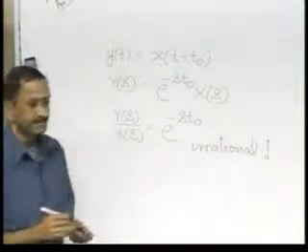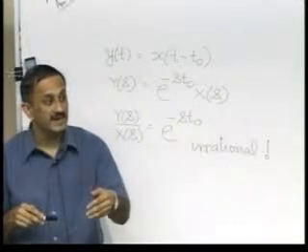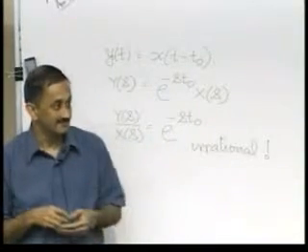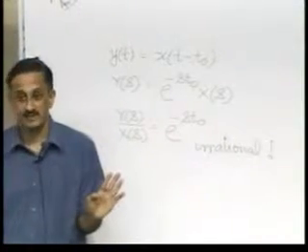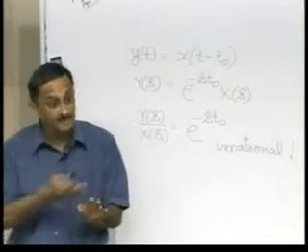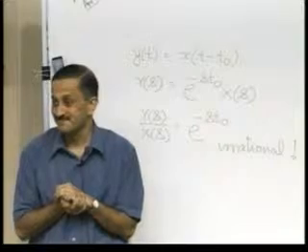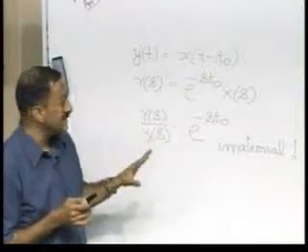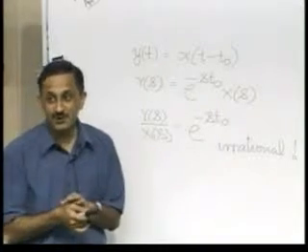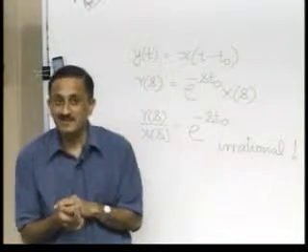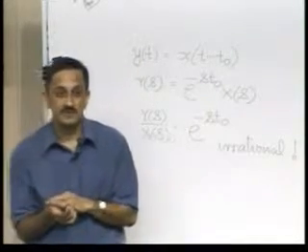What do we mean by irrational? We mean it cannot be expressed as a ratio of finite polynomials in S. Of course, it can be expanded in a Taylor series in S, but that amounts to an infinite polynomial expansion, not a finite polynomial expansion. So, irrational systems have a place, but unfortunately, irrational systems also have something esoteric about them in the sense that they are not realizable.